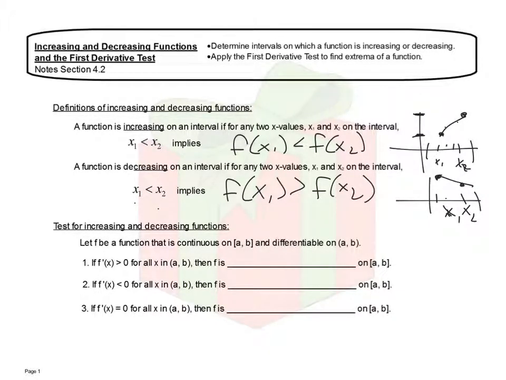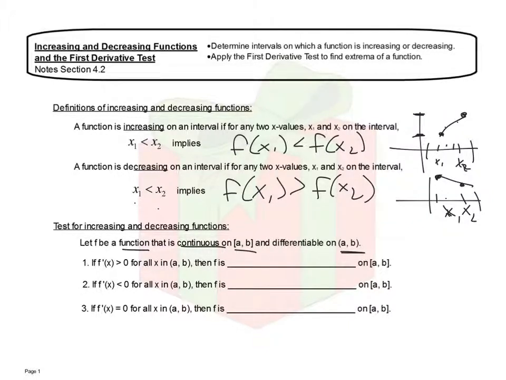All right, so to test for increasing and decreasing functions on some closed interval [a, b], we're going to talk about a function that's continuous on that closed interval [a, b], and it's differentiable on the open interval. We say that because at the endpoints we don't know what the derivatives are, because we don't know what happens on the other side of them.